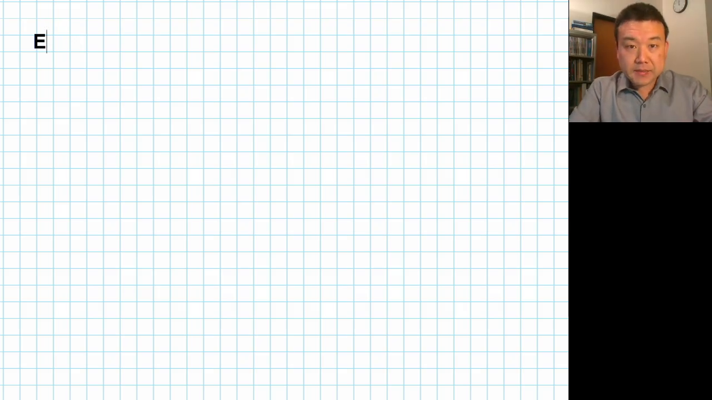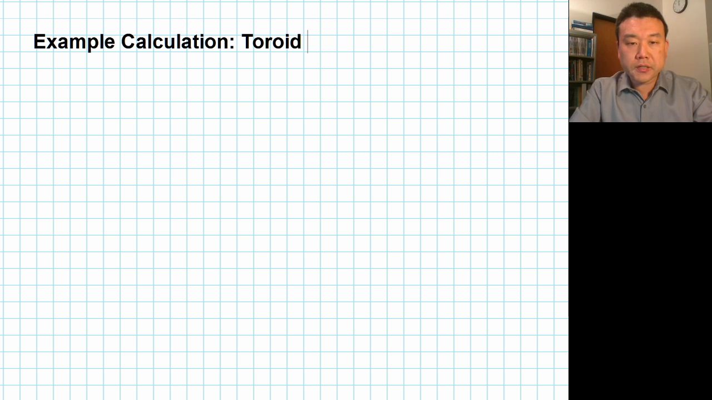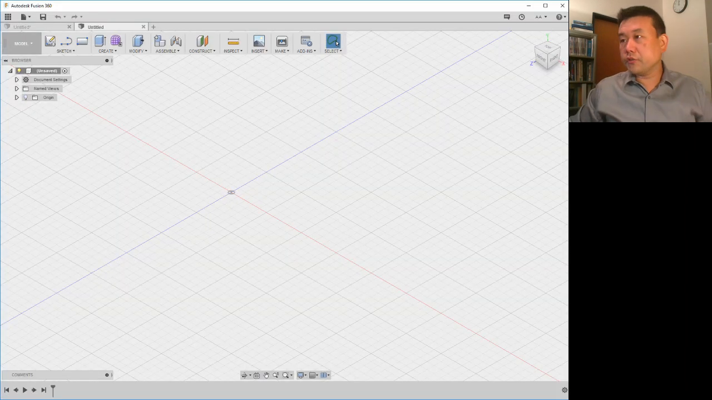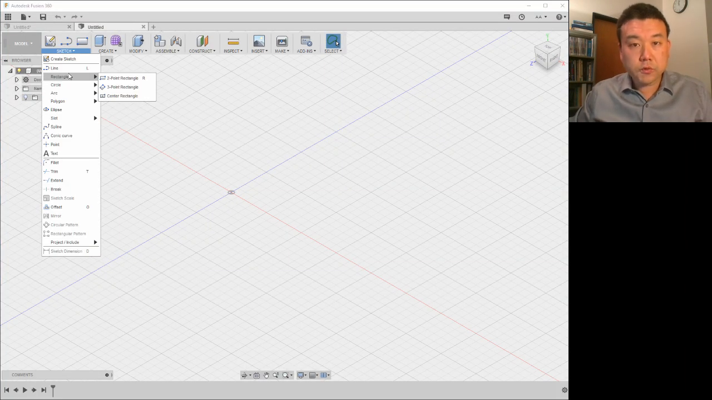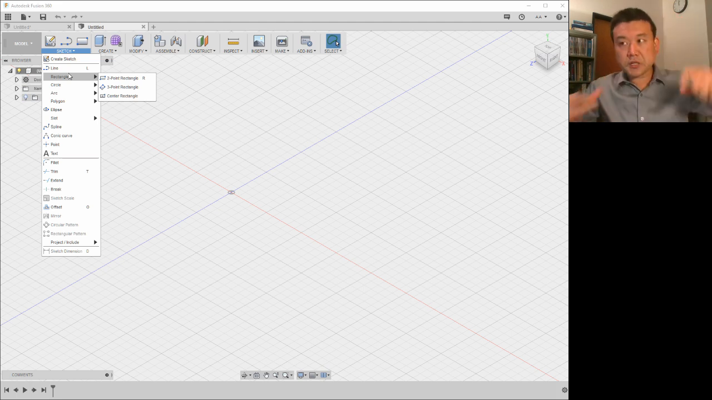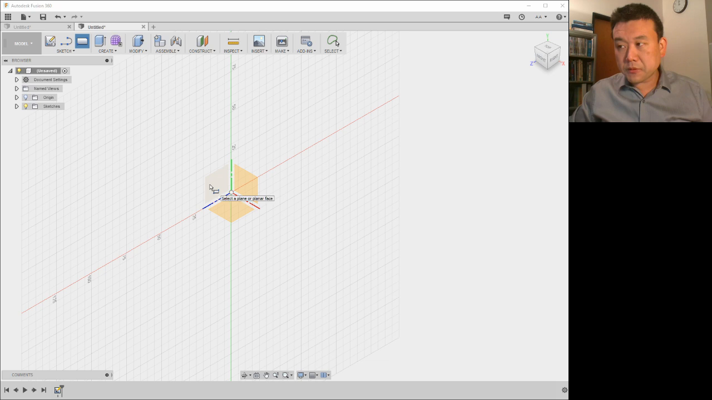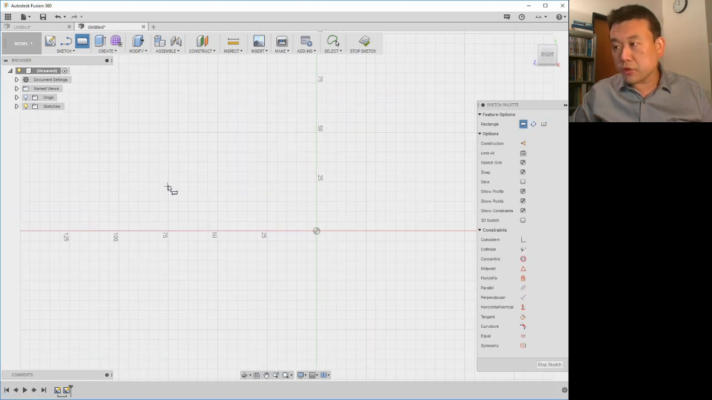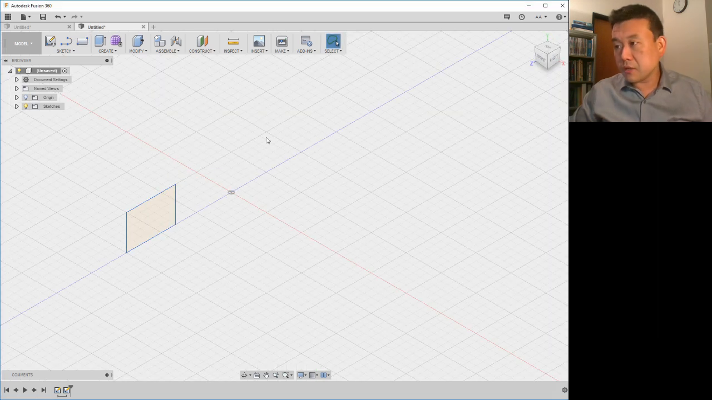Hi, this is an example calculation for a toroid inductor. I should start out with a description of a toroid. In case you haven't seen it before, this is what a toroid looks like. A toroid would have a cross section. It can have any cross section, but for this example, I'm going to imagine a toroid with a rectangular cross section. This is the sketch of the rectangular cross section.